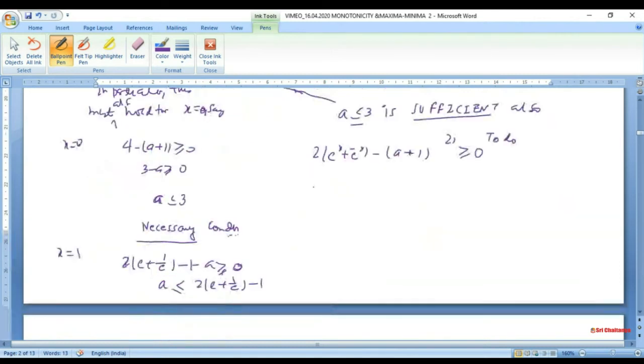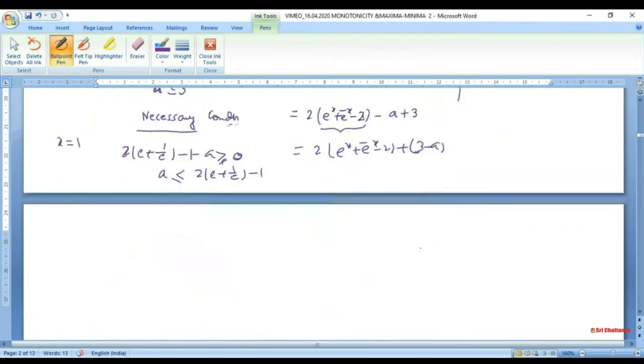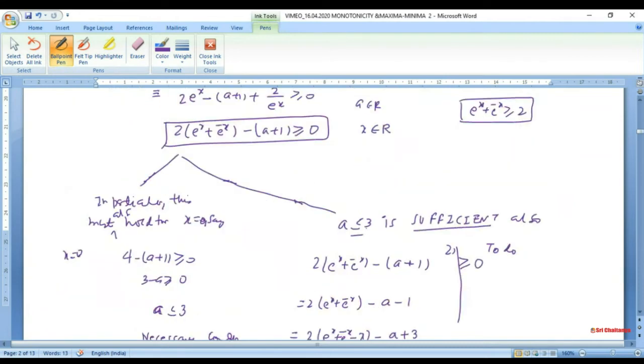So we will write this as 2e^x + e^(-x) - a - 1. Cleverly, I will write 2e^x + e^(-x) - 2, because I know that this is non-negative. So this is minus 2, and I will have to add plus 4 to compensate, so I write minus a and plus 3. So I'll write 2 times (e^x + e^(-x) - 2) + 3 - a. And now we are saying, because a ≤ 3, that is what we say is sufficient.